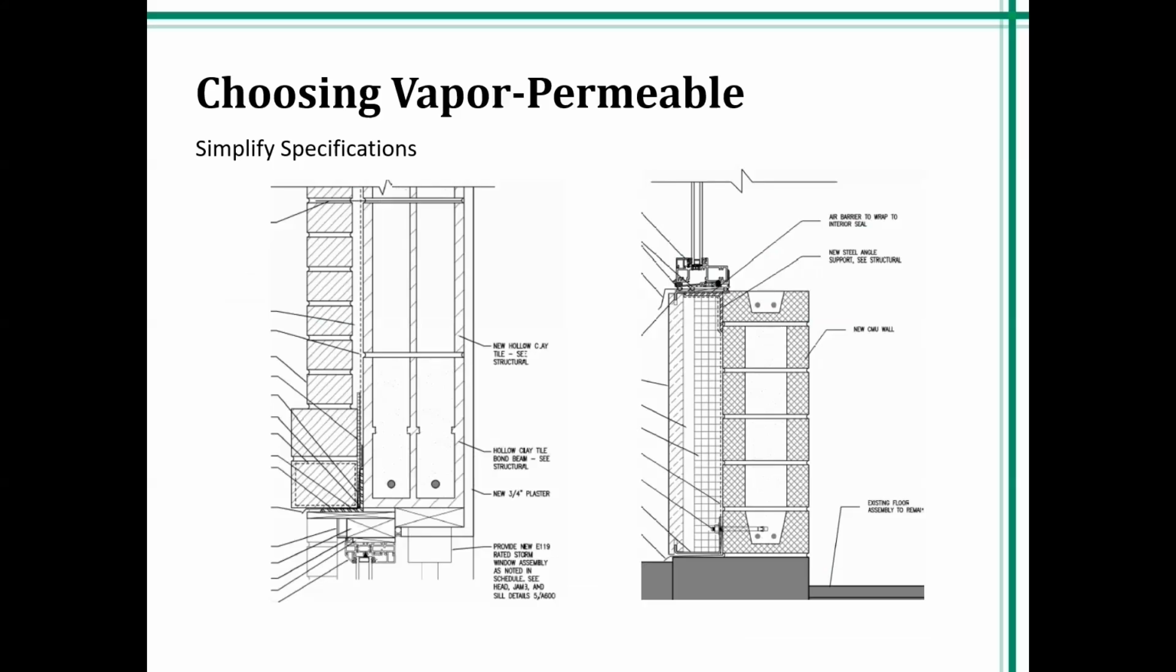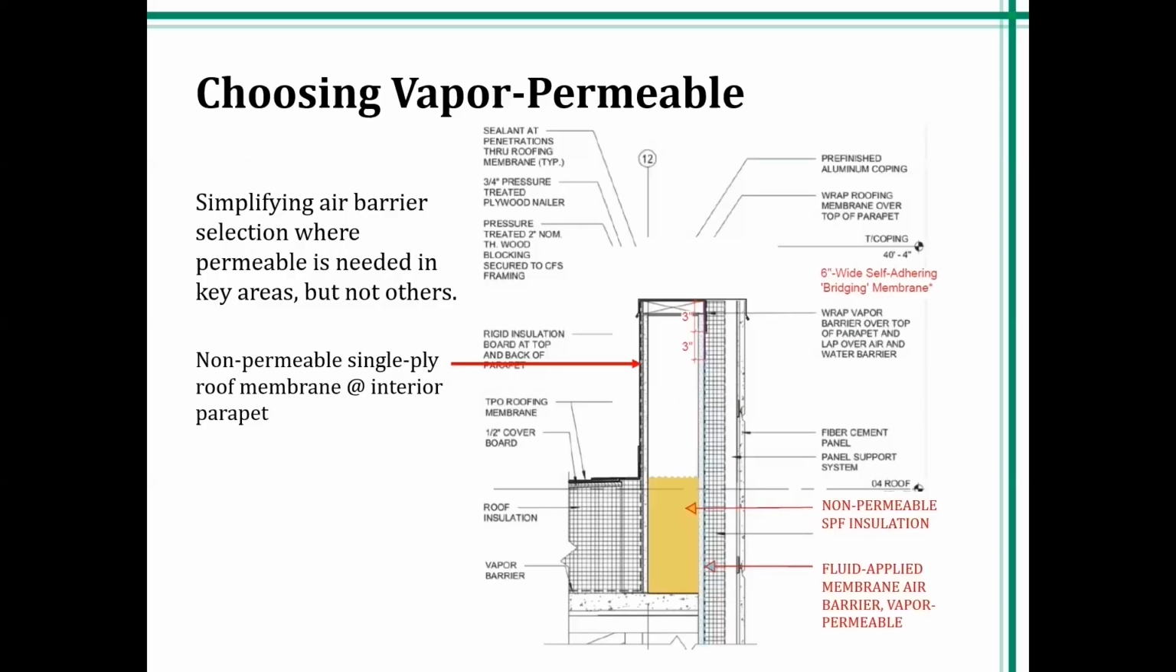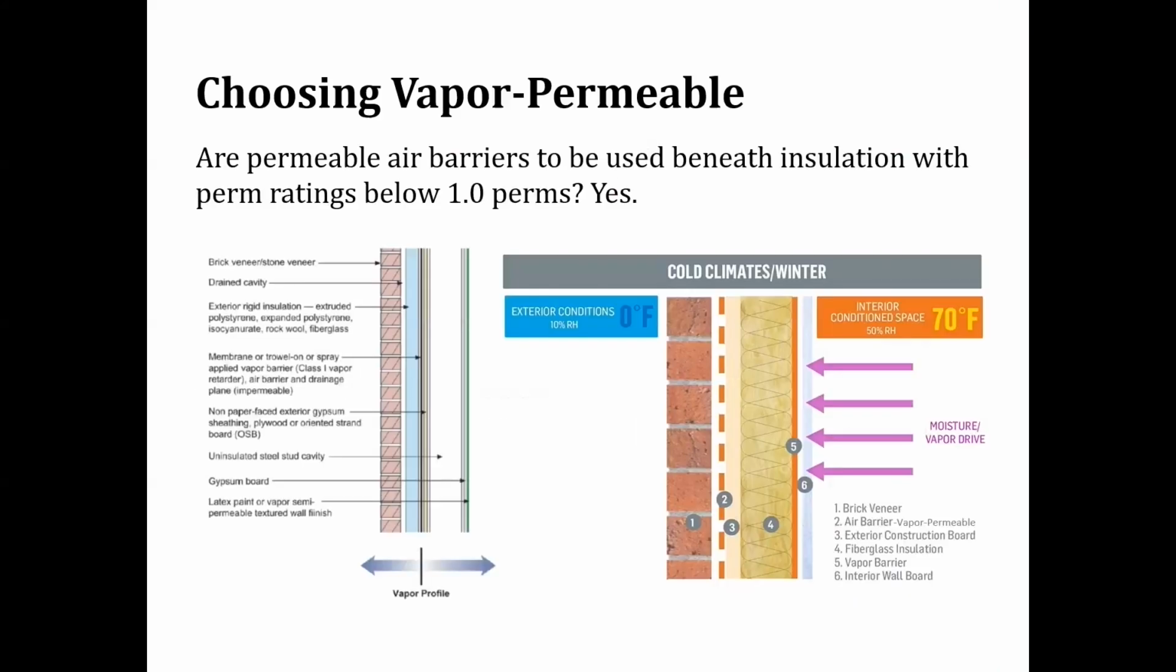There's a lot of information out there that would suggest otherwise, but manufacturers are not typically in the position to say you should use this or you should use this, permeable or non-permeable. Anyway, simplifying air barrier specs where permeable is needed in key areas, but not others. Again, typically like a parapet. Non-permeable single-ply roof membrane and interior parapet. Again, that's a vapor retarding type of system. That, again, would be the decision to use a vapor permeable air barrier.